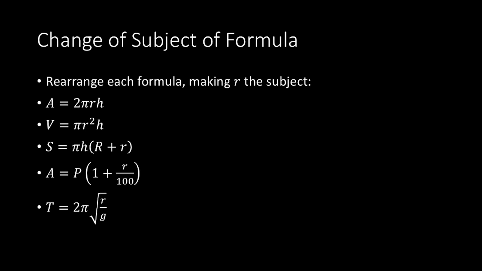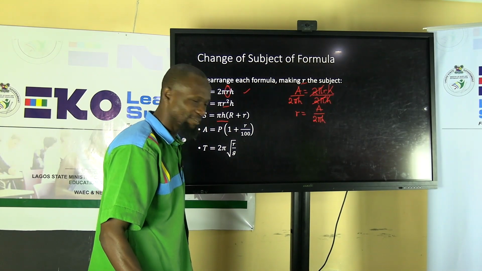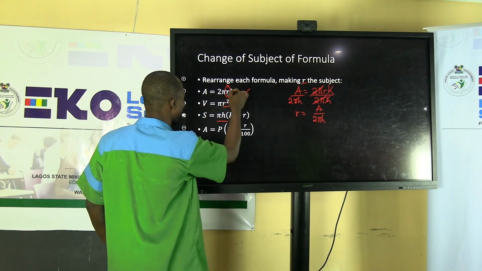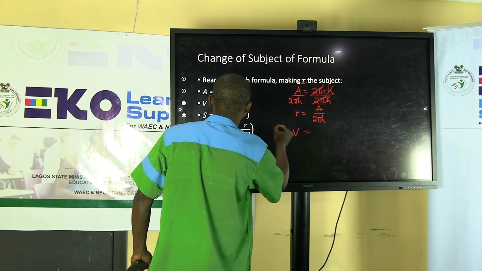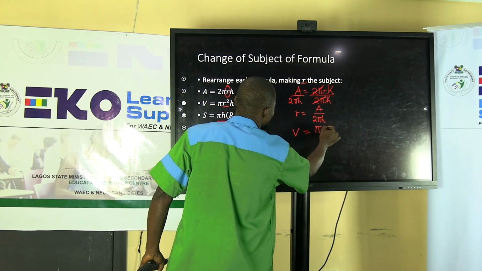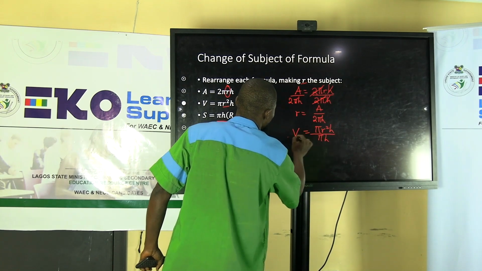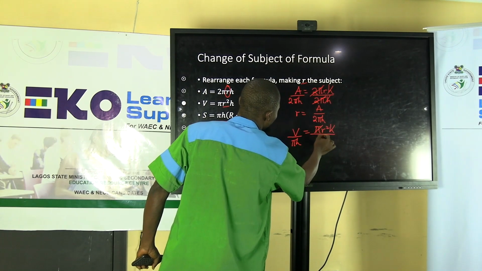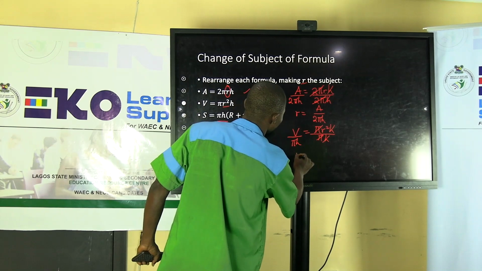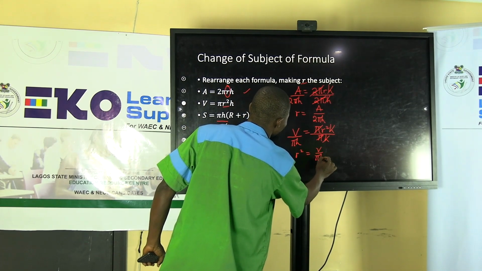You isolate r. But before you can isolate r here, you need to first isolate r squared. Based on what we have done here, it means directly we say divide both sides by pi h. What do we have? H cancels h, pi cancels pi, and we have r squared equals V over pi h.